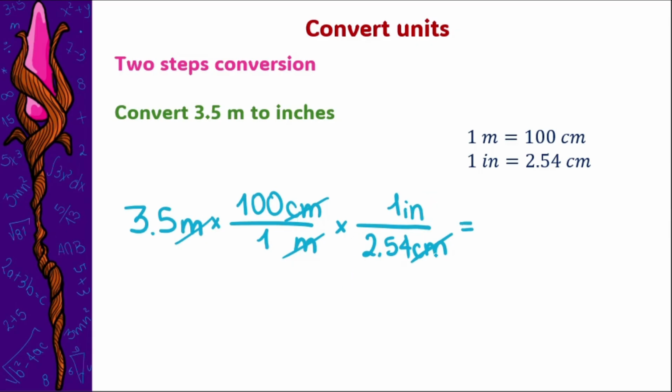In this case, we multiply 3.5 times 100 and the result we divide by 2.54. That is going to give you 137.8. I'm just going to leave one decimal place. And this is going to be given in inches. 137.8 inches is 3.5 meters. So we call it two steps because we need to change to centimeters and then to inches. With the rule of 3, it would be a little bit longer, but you still could do it, guys.